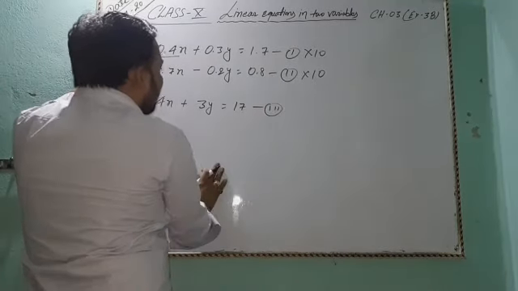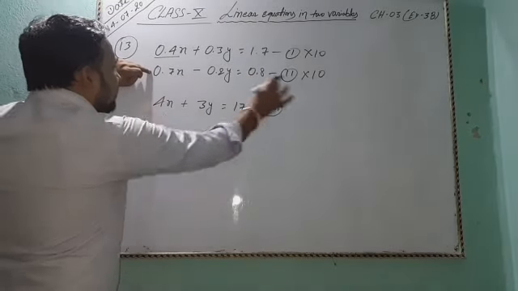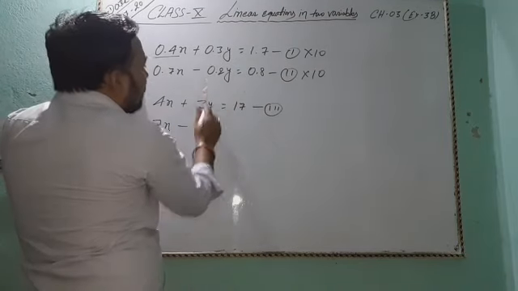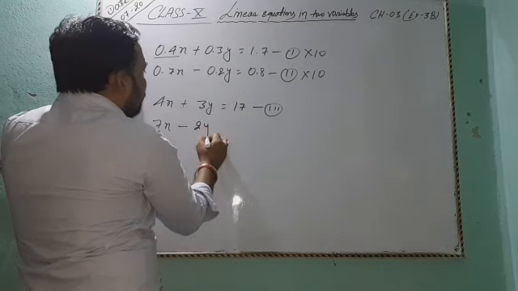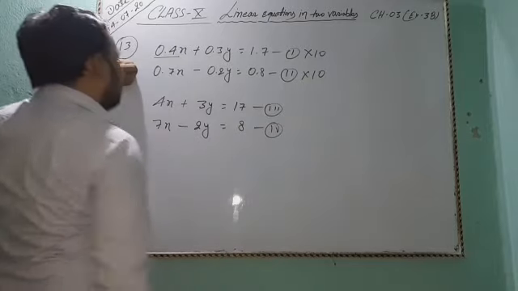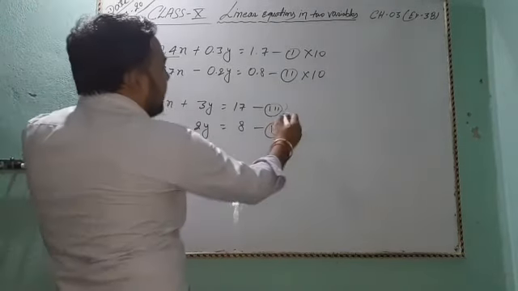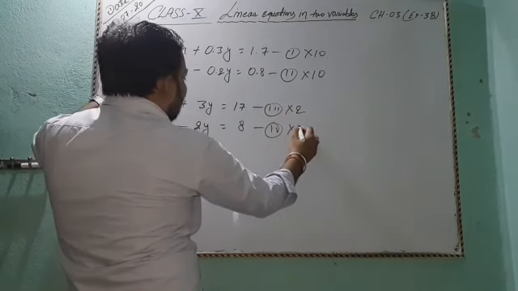Equation third. Okay, and this is 0.7 multiplied by 10, that is 7x, minus 0.2 multiplied by 10, that is 2y, equal to 8, equation 4. Okay, and students, we are multiplying equation 3 by 2 and equation 4 by 3.